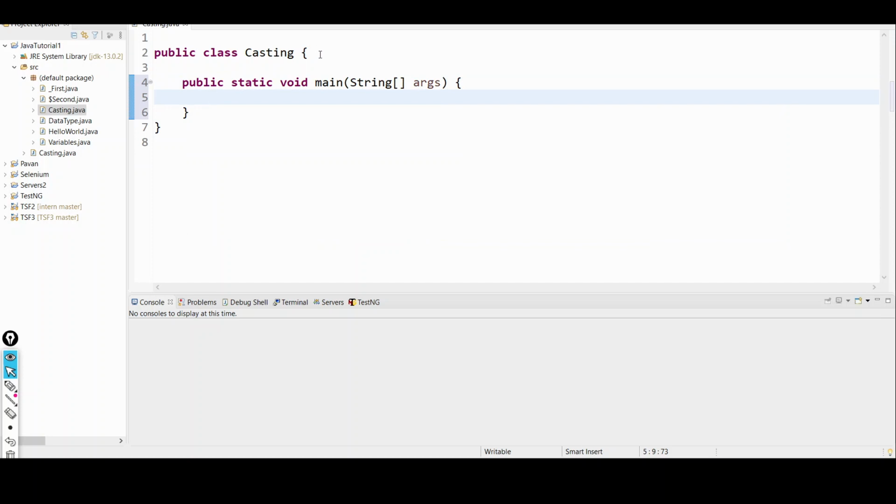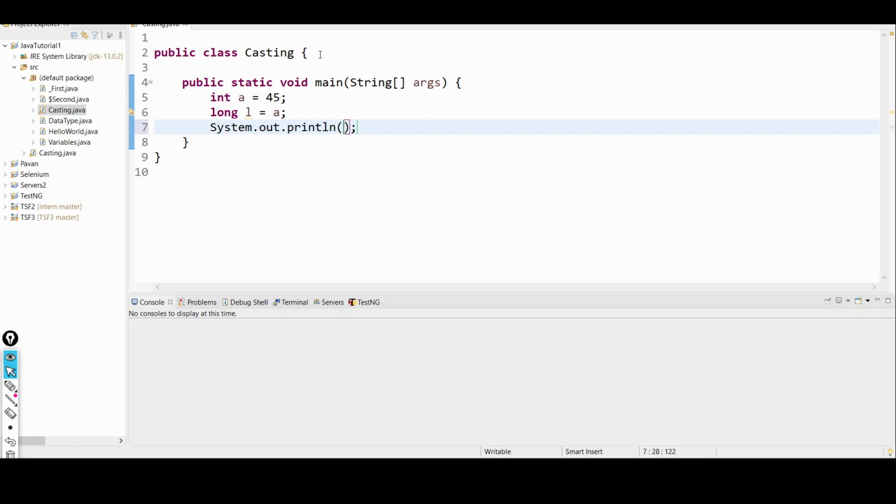Now what I said, that implicit means smaller to a larger one, right? So let's take first a as an int. And now which is larger than the int, we can take it as long. So long l equals a, right? Clear till now? If I want to print the value of both of them, how can I do that? I can just give the spacing.